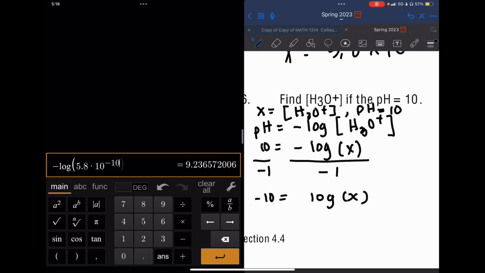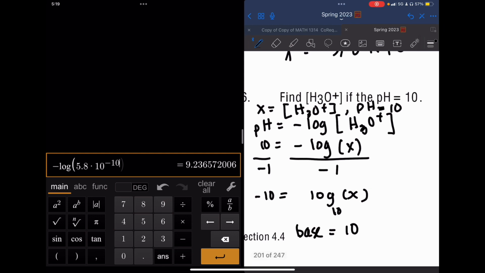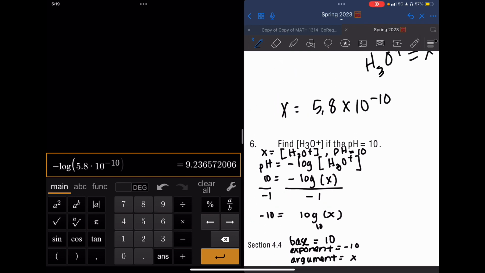Well, when you do that, if we do a change of base, right? So you know that this is a base of 10. So we're going to say base is equal to 10. Then we know that the exponent is equal to negative 10. And our argument is equal to x.